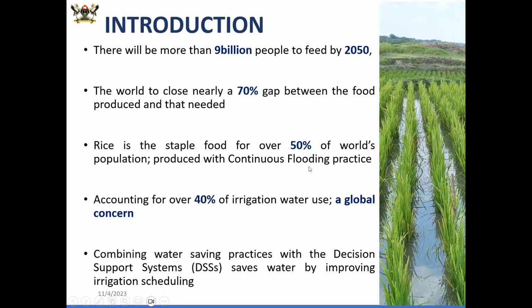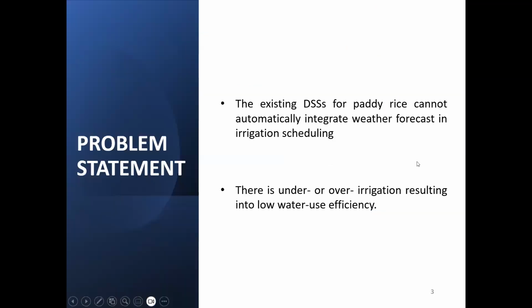Okay, the world population is projected to be 9 billion by 2050. And this means we have to close a gap between the food that is produced and the food that is needed, which is almost 70%. Rice has become a staple food for over 50% of the world population, and most of it is grown under continuous flooding. This water use accounts for 40% of irrigation water use, and this has become a global concern. So various studies have been combining water saving practices with decision support systems to see how water can be saved, and most of the studies have yielded success.